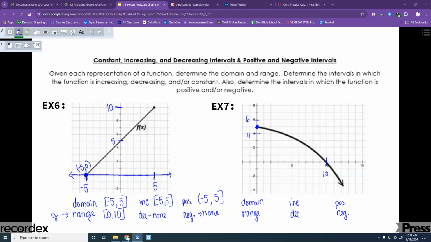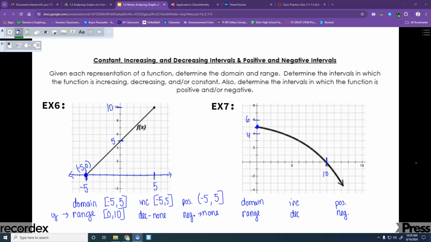0 to 10 is okay. This is not okay, right here. This would be right if you stop at 10. So it's infinity, just like the decreasing right here. So that's going to be the same. All right, let's look at what we've got here. Okay. See how we're doing.